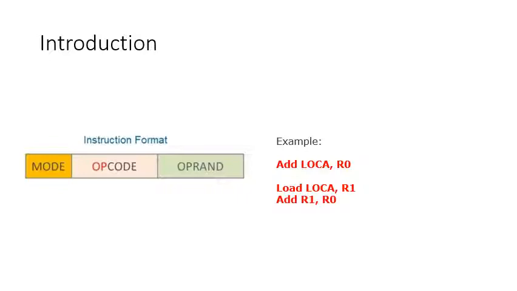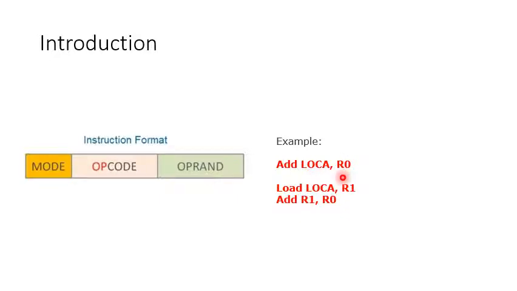An instruction consists of two parts: the operation code, called the opcode, and the operand. The data or operands are stored in the memory. The individual instructions are brought from the memory to the processor, and then the processor performs the specified operation. Let us see a typical instruction: Add location A, R0. This instruction is an addition operation.